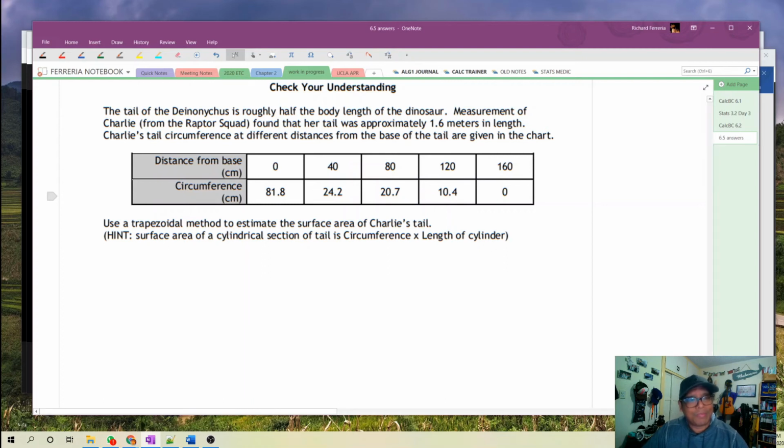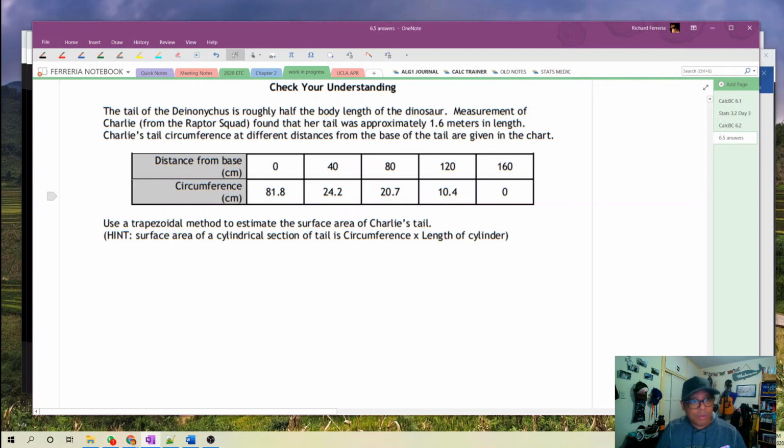I know that's a fair amount of context, but the only thing you really need to know is that if I multiply circumference times a distance, that's going to give me surface area. That is the surface area formula. Circumference multiplied by distance. So we're going to use the trapezoidal formula here, and let's check.